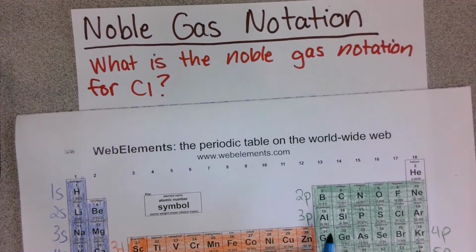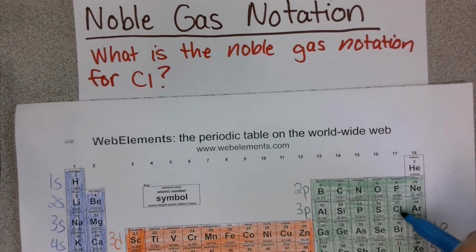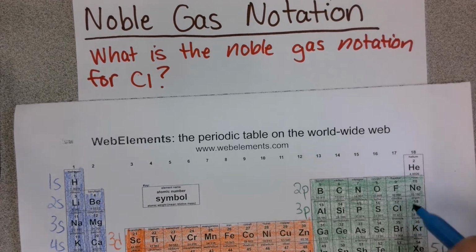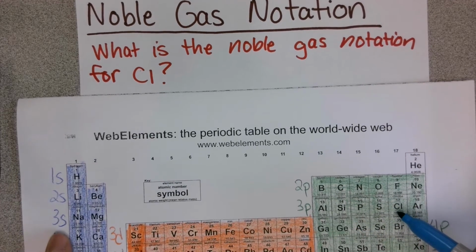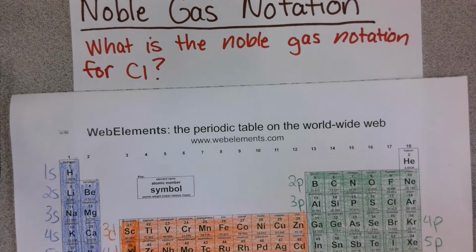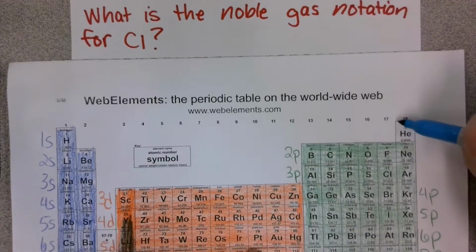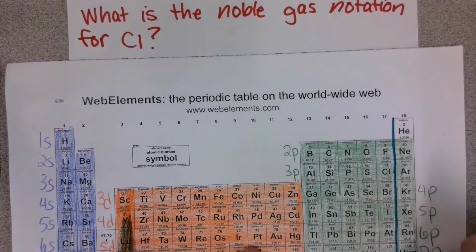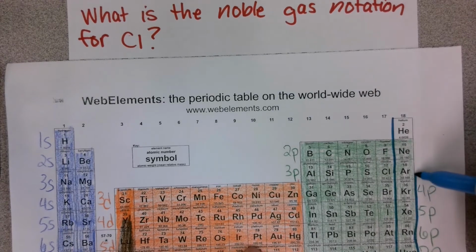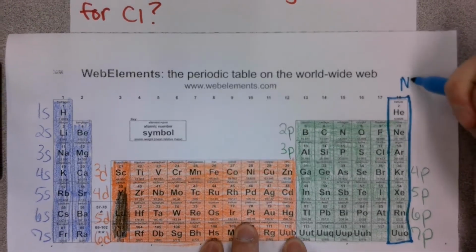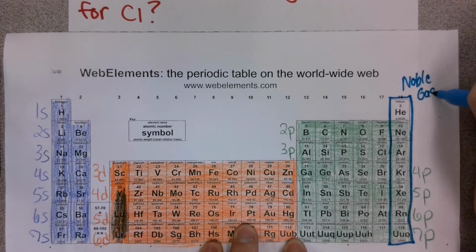Alright, so we found Cl on the periodic table. Now we want the noble gas notation for Cl. We're going to go to the noble gas that is on the row before it. So chlorine is on the third row here, so we go to the noble gas on the row before it. And the noble gases, if you didn't know this, are this entire column right here. So this whole column, noble gases.